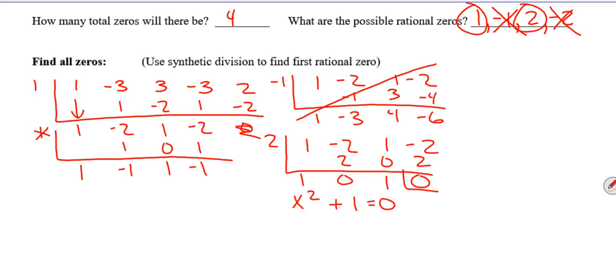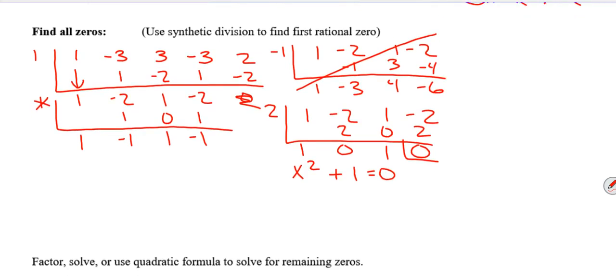So you want to synthetically divide until you get down to a quadratic factor, a quadratic polynomial, so that you can either factor or solve, set it equal to 0 and solve from there, or use a quadratic formula. In this case, I'm just going to solve it by subtracting 1 on both sides to get x squared equals -1. And then I'll take the square root on both sides, and I get x equals plus minus i. Okay, so there's 2 more factors.